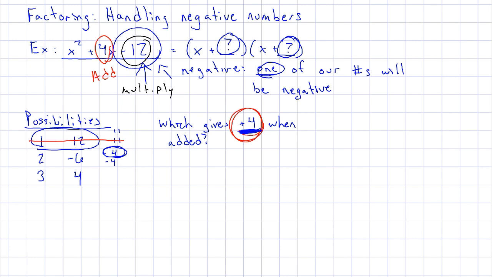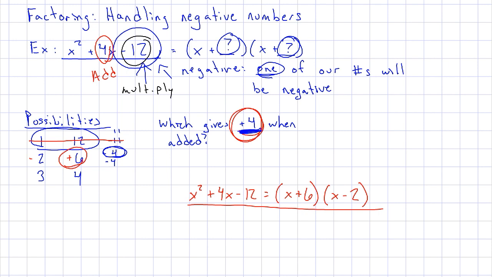So what I had here, in order to achieve this, was that the 6 was positive and the 2 was negative. So I'll go ahead and write my answer out. So x squared plus 4x minus 12 is going to be equal to x plus 6 times x minus 2. And that will give me what I want here. So whenever you have a negative, you just have to kind of treat it like a puzzle. You have to consider the different possibilities and see which one gives you what you need when you're adding them together.